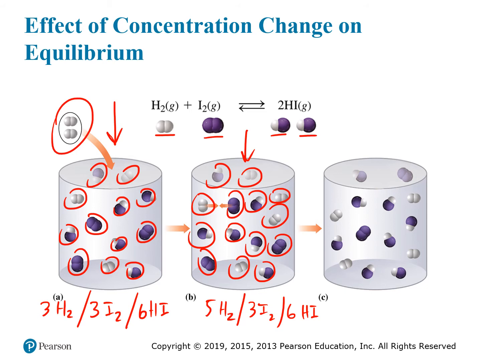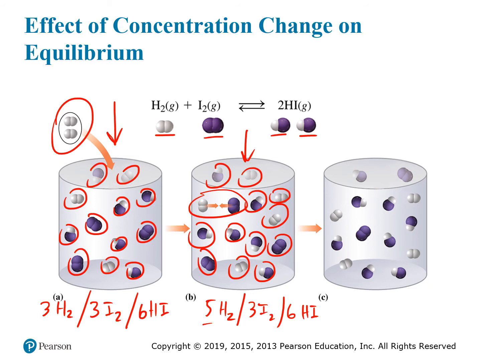So what's happened is that since we have now more hydrogen, there's going to be a higher probability for hydrogen to combine together with iodine to produce hydrogen iodide. So you can see here an example of a hydrogen molecule combining with an iodine molecule.